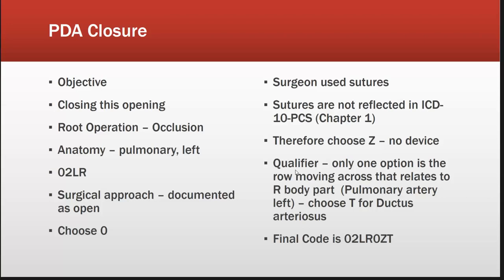Qualifier, the last character value. When we move across the 02L table at that row, the only option is identifying again, in this case, exactly T for ductus arteriosus. Our final code is 02LR0ZT. So use your table as it's given to you.